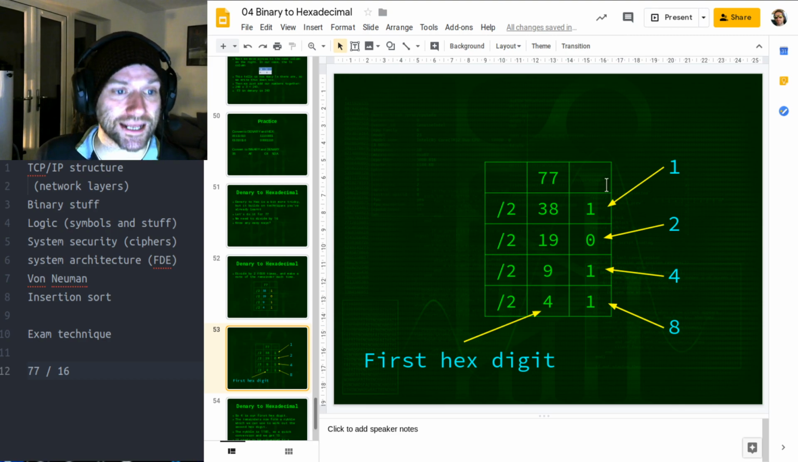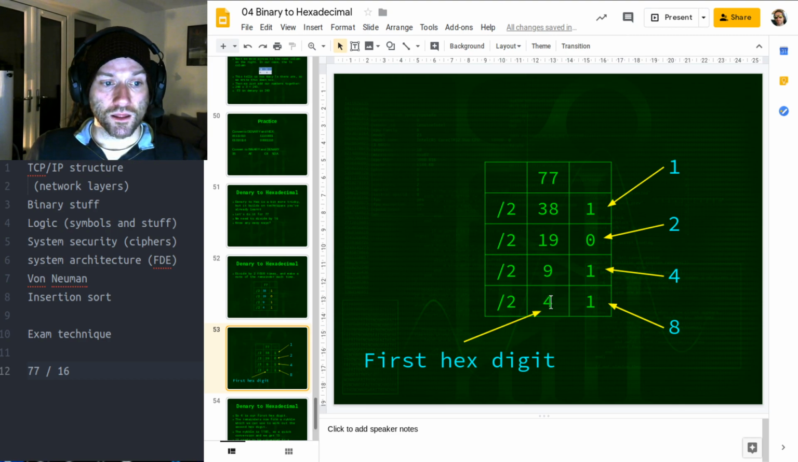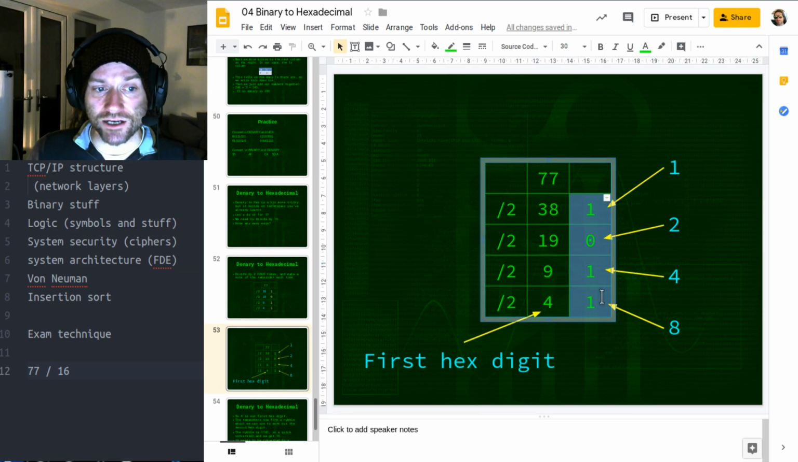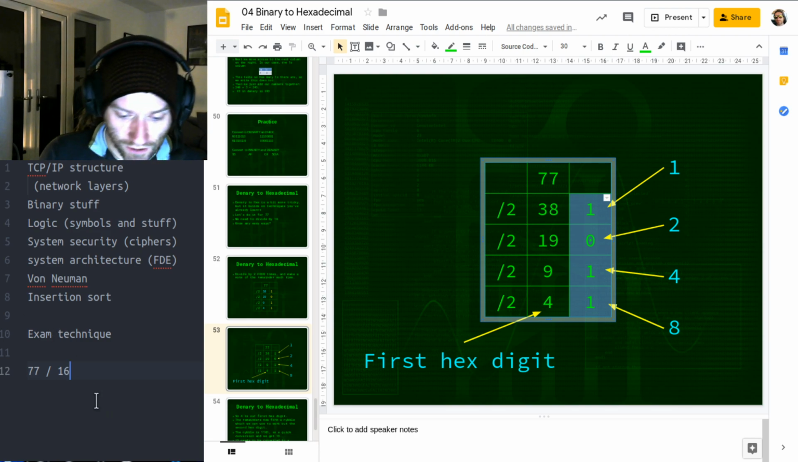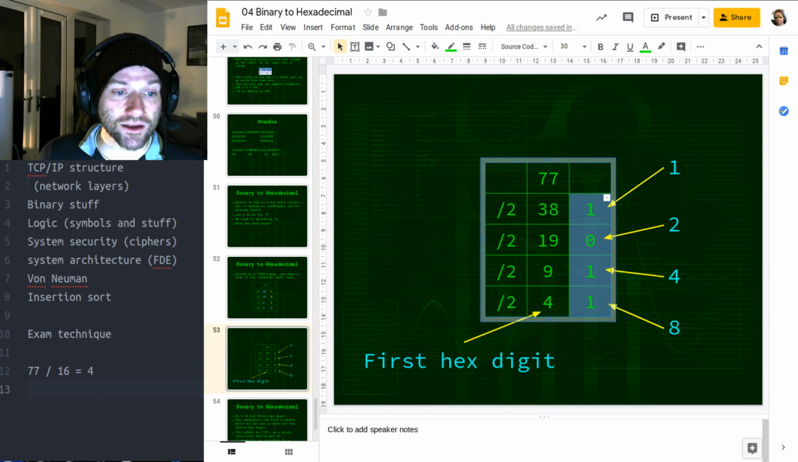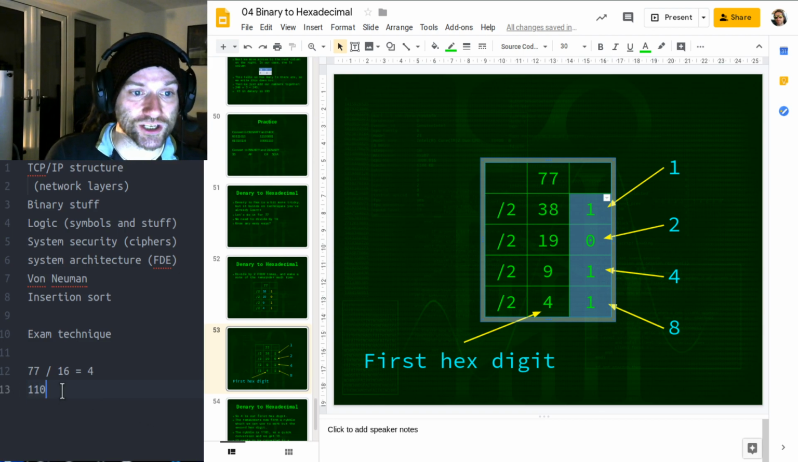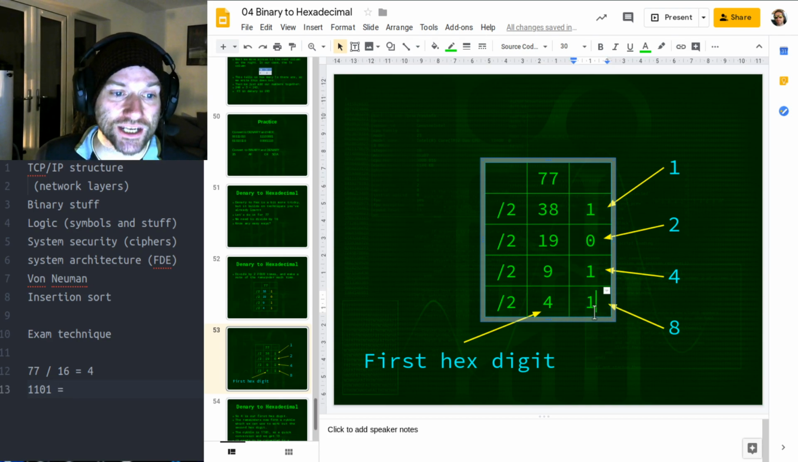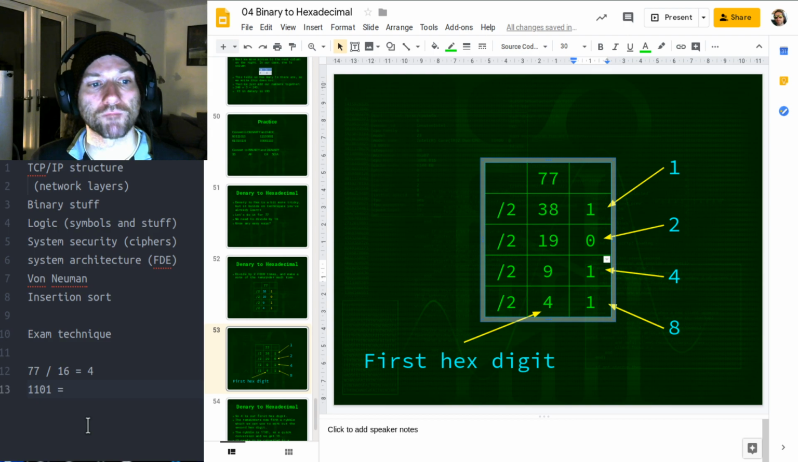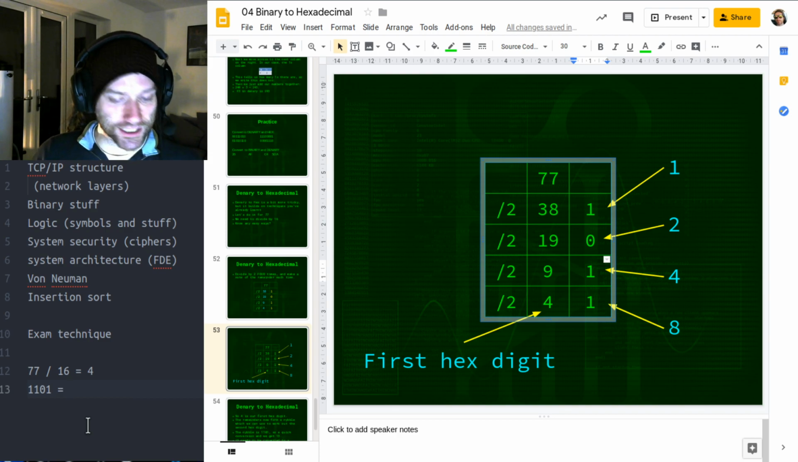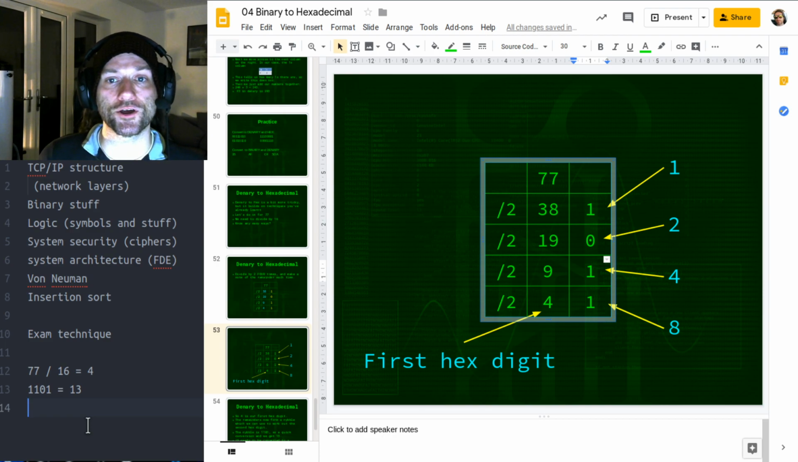Okay, let's go to the next slide here, where I've already filled it out. This number here is the first hex digit. The remainders that you left as you were going through it form a binary number. Convert that binary number, and you get your second hex digit. So the first hex digit is 4. The second hex digit is equivalent to 1101 converted to denary, which is 8 plus 4 plus 1, which is 13. What is the hex digit for 13?